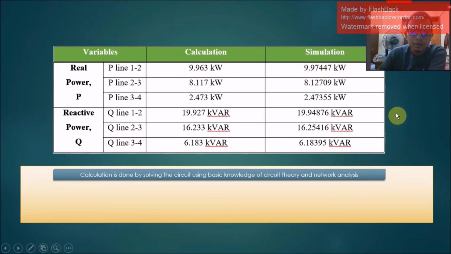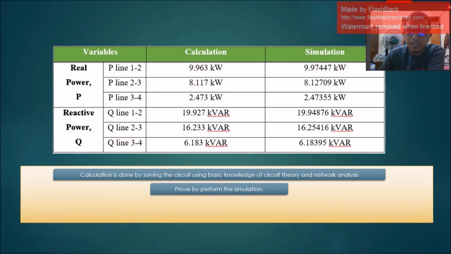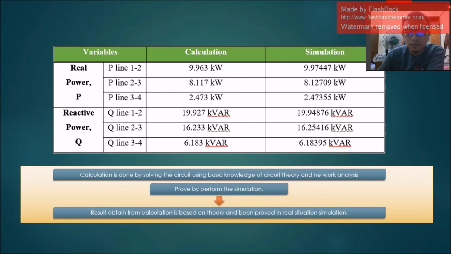The calculation is done by solving the circuit using basic knowledge of circuit theory and network analysis. We apply the AC analysis that we learned from class to the system to calculate all those data. It is proved by performing the simulation using Multisim. So we can say that the result obtained from calculation, which we use theory as our guide, has been proved by simulation using Multisim.